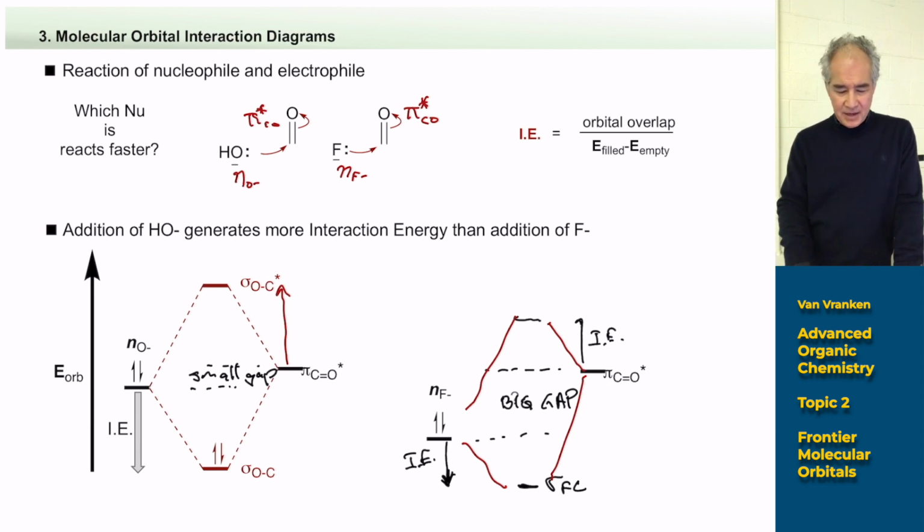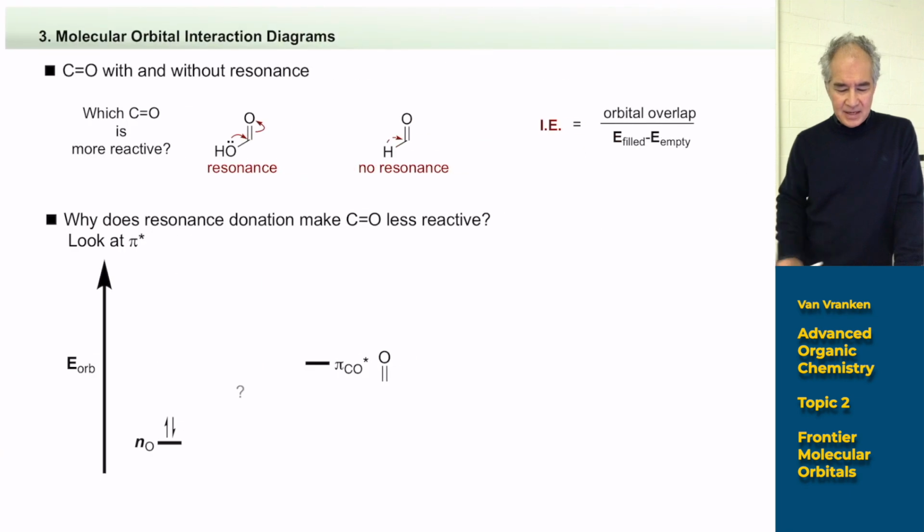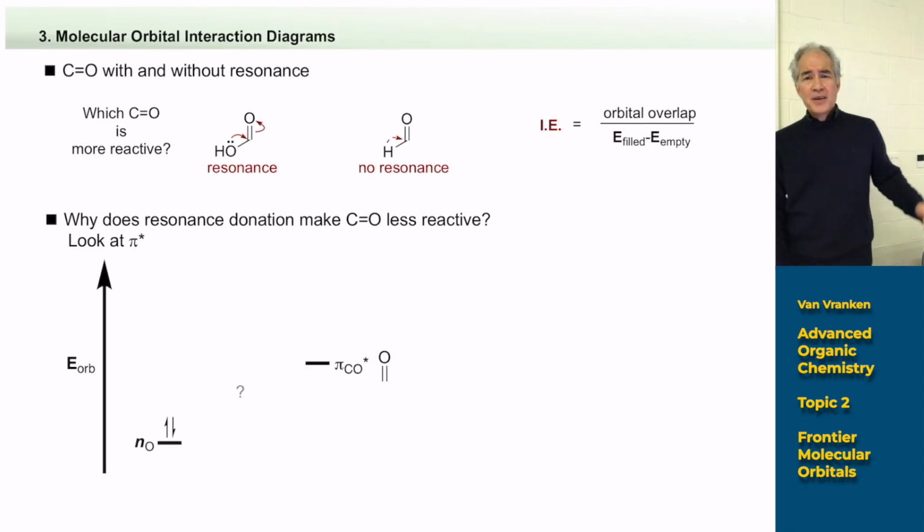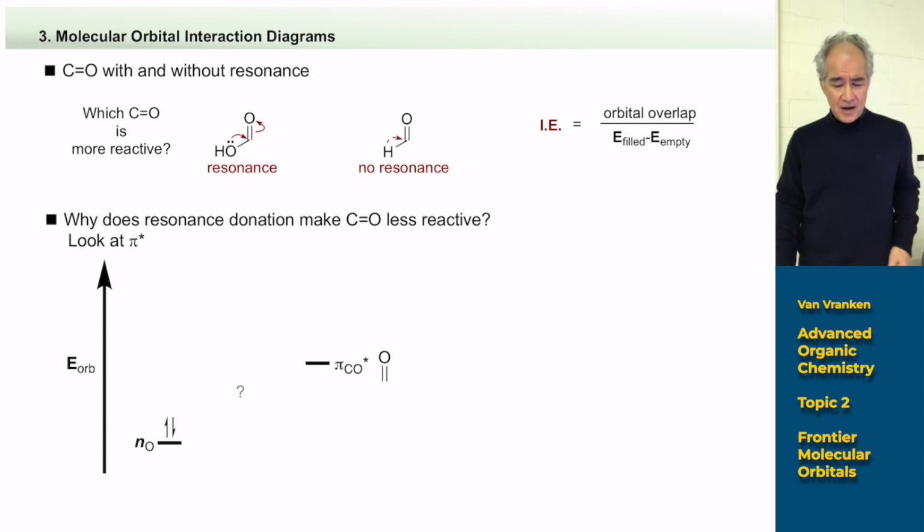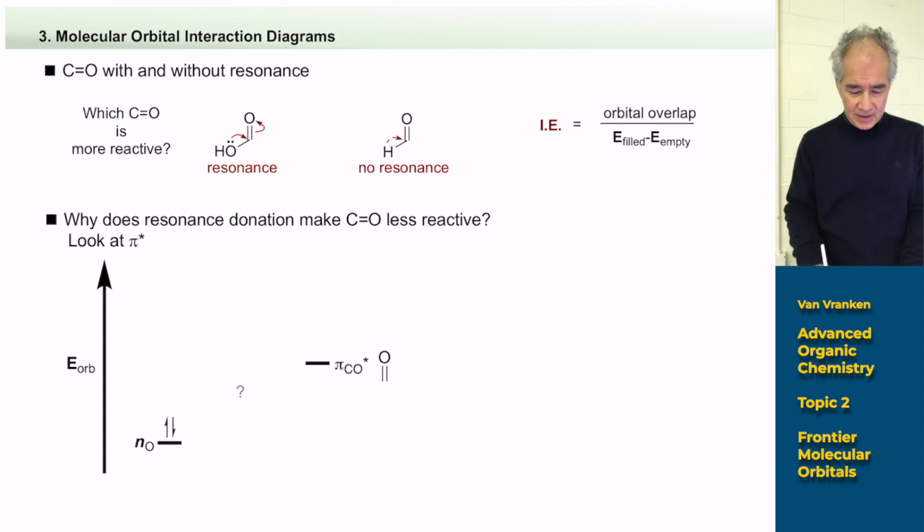Let's go ahead and take another step to see another comparison. This time, not two molecules reacting with each other, but a case of resonance versus no resonance. So let's take the case where I've got two different situations. One where I have a lone pair donating into a carbonyl pi star. Let's draw that. So here I've got a non-bonding lone pair on oxygen, and I've got a pi star over here, C=O. And how would we compare the reactivity of this carboxylic acid carbonyl to just a simple aldehyde C=O?